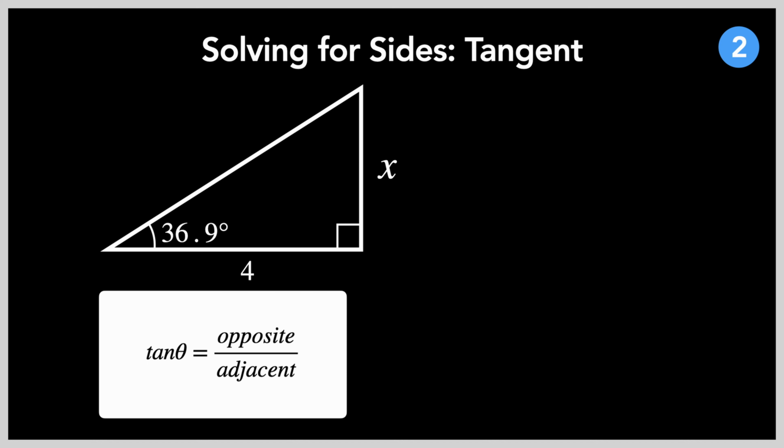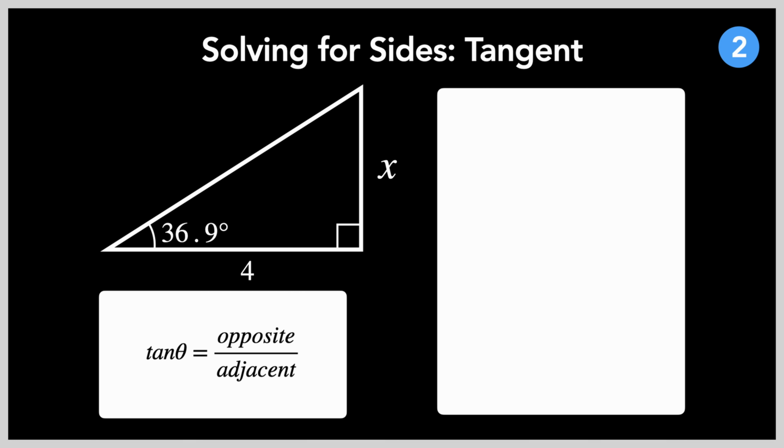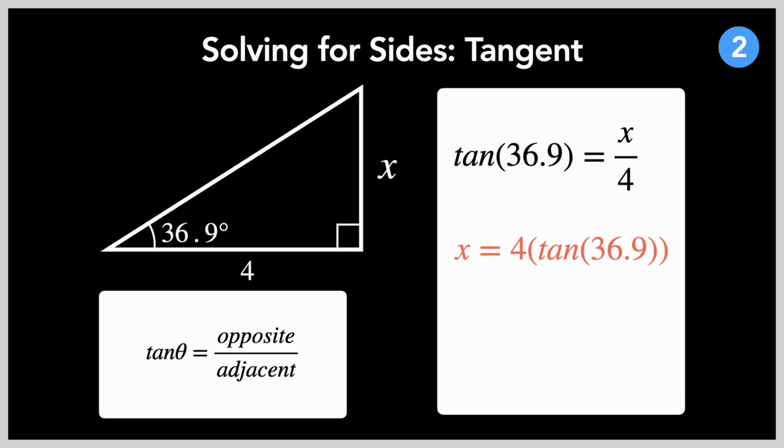Finally, by using tangent to solve for the opposite side, we are given two values that we need in order to solve for length x, theta and the adjacent side. Like before, the tangent of 36.9 degrees would be equal to x over 4. We can rearrange this equation to make x the subject, and we can calculate x being 4 times the tangent of 36.9, thus getting an x value of 3.